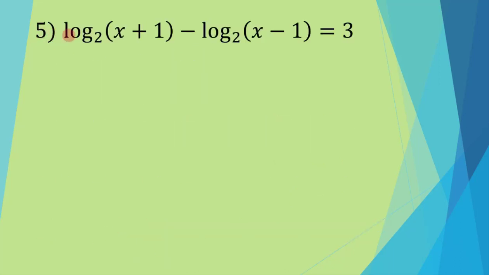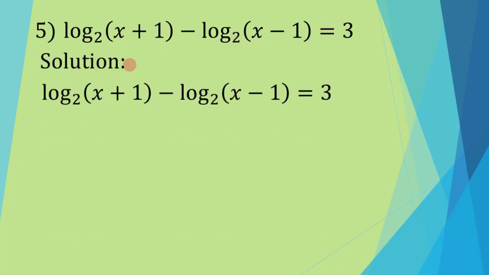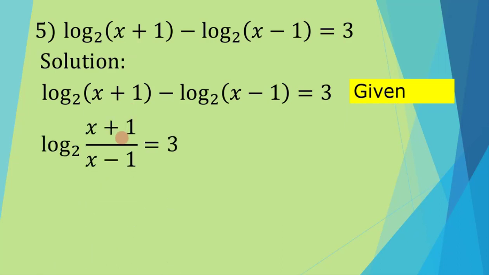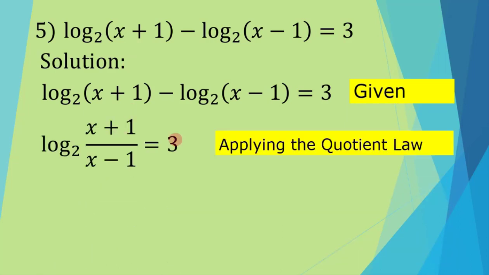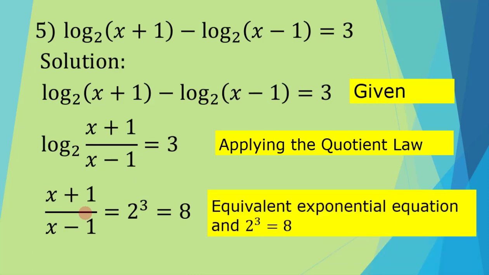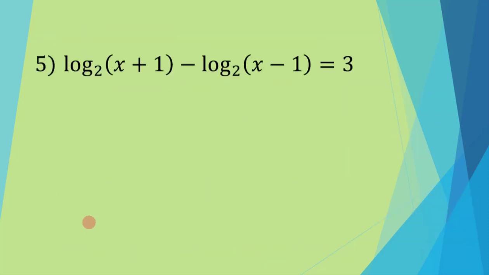For number 5, we have log of quantity x plus 1 to the base 2 minus log of quantity x minus 1 to the base 2 equals 3. Copy, and then we have the solution applying the quotient law because they have the same base. Log of x plus 1 over x minus 1 to the base 2 equals 3. Then showing the exponential form, and of course 2 cubed is 8.